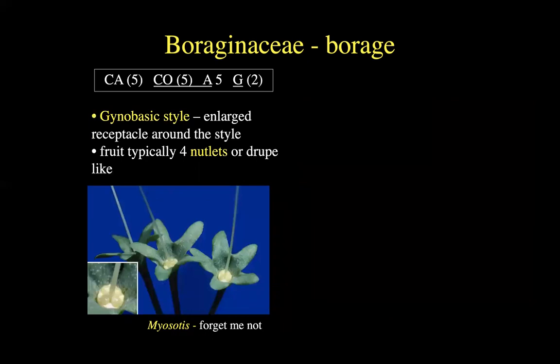Okay, 5s, 5s, 5s, again, corolla and androecium fused. A key feature here, and we'll see it in Lamiaceae as well, is what's called a gynobasic style. So you see the style comes right out from the center around which the fruits cluster. So 4 nutlets, 1, 2, 3, 4. And there's often kind of a receptacle dish. So it looks like it's just jammed in the center of that whole thing.